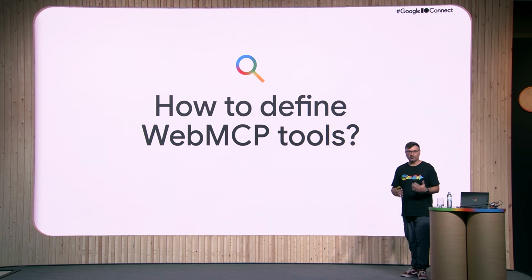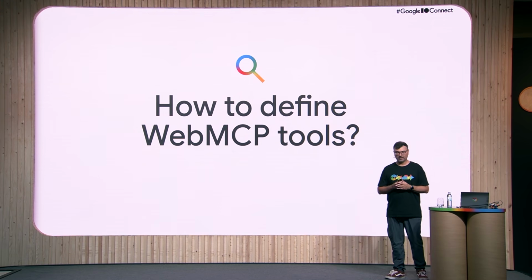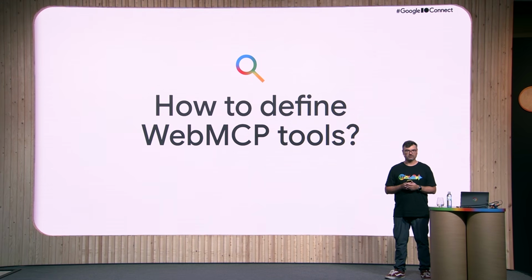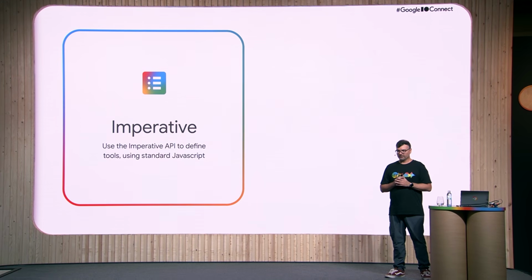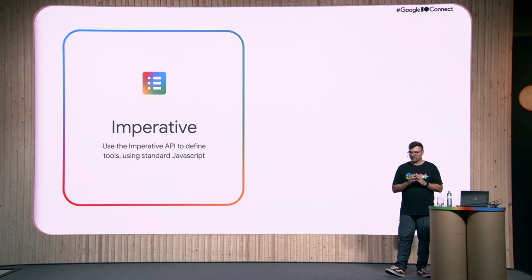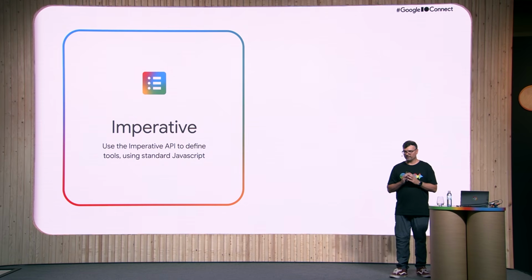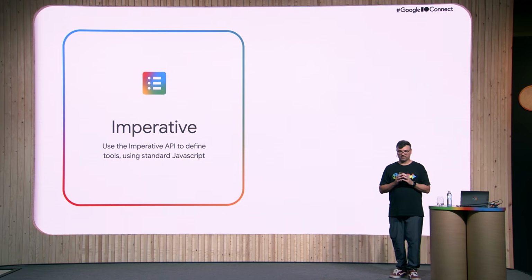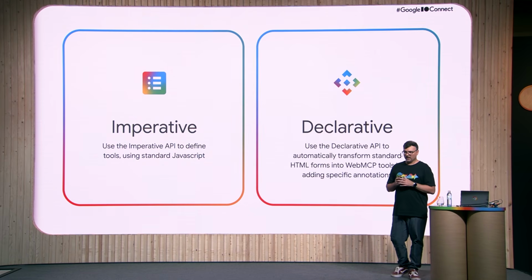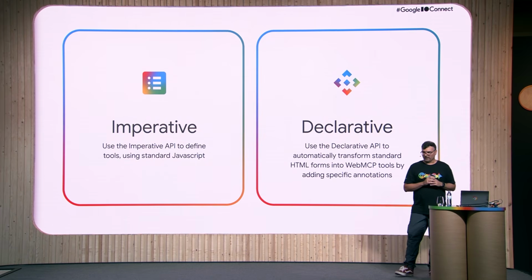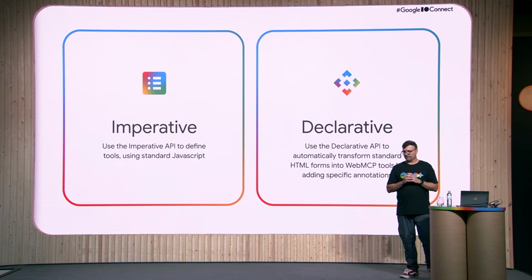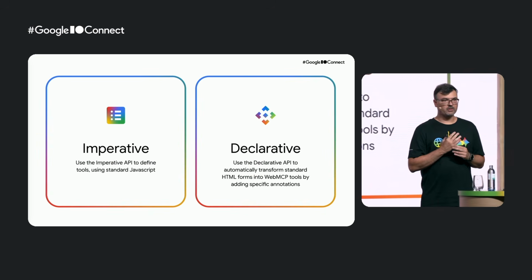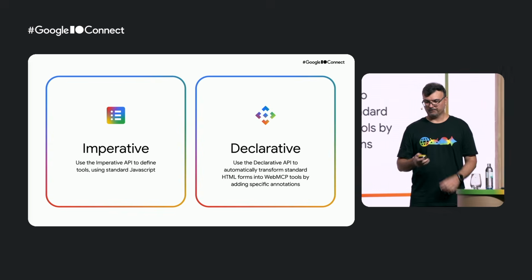You've seen what you can build with WebMCP. Now, let me give you a tour on how to define tools. First, you have two ways to do it. You have the imperative API, which uses standard JavaScript. And you have the declarative API, which uses additional attributes on HTML forms to implement WebMCP.